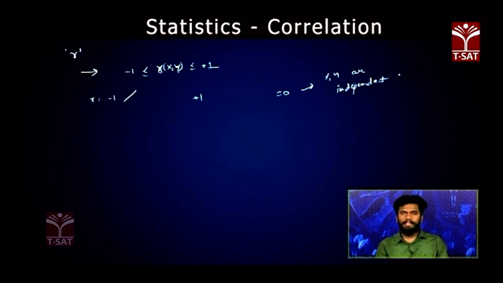-1 అయితే perfectly negatively correlated, +1 అయితే perfectly positively correlated, and equal to 0 అయితే x and y are independent variables. Now, you can calculate r for only linearly correlated variables, not for non-linearly correlated variables. We have already seen what is linear correlation and non-linear correlation.